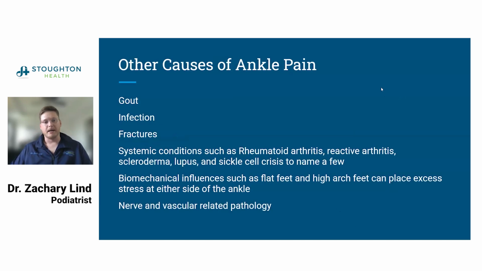So other causes of ankle pain, this could be a 2-week lecture if we went through all of it. Here are some other things that we're not necessarily going to cover today: gout, infection, fractures, systemic conditions such as rheumatoid arthritis, reactive arthritis, scleroderma, lupus, just to name a few, as well as some biomechanical influences such as flat feet and high arch feet, which can adjust how stress moves through your foot and ankle. And then nerve and vascular related complications, poor blood flow can cause pain, as well as things like fibromyalgia. So we're not covering these exclusively today, but this is just a general overview of some ankle pain complications.